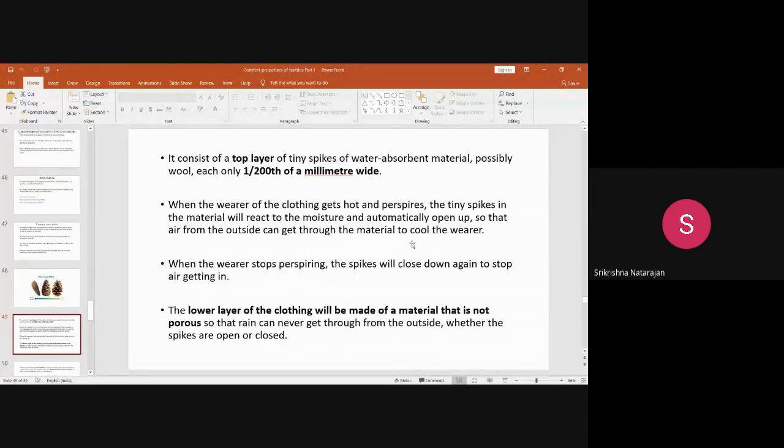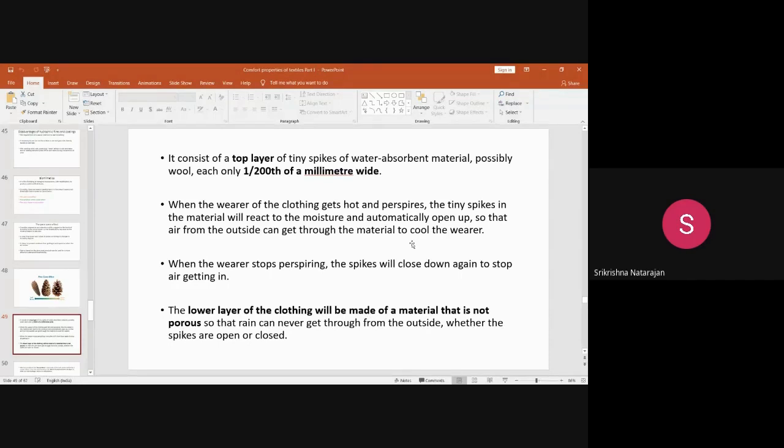So when a person wearing a garment made on this pine cone principle is exposed to a hot climate and perspires, what will happen? Automatically, these spikes present on the surface will open up and react to the moisture, so that air from the outside can get through the material to cool the wearer.